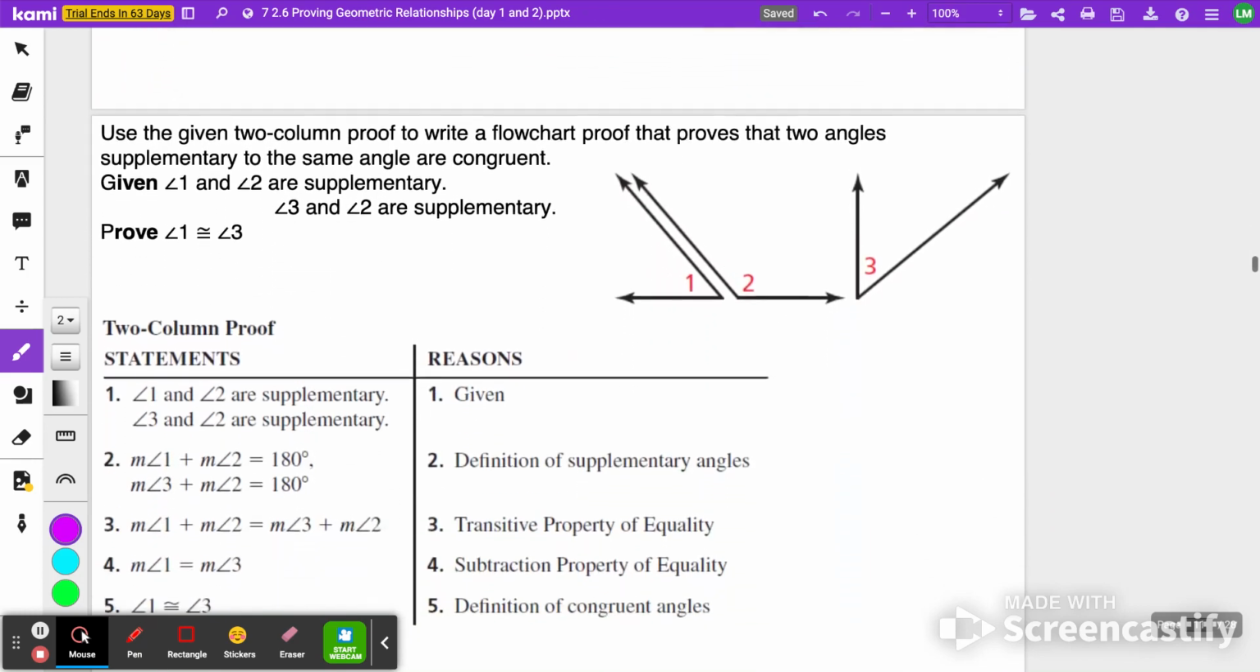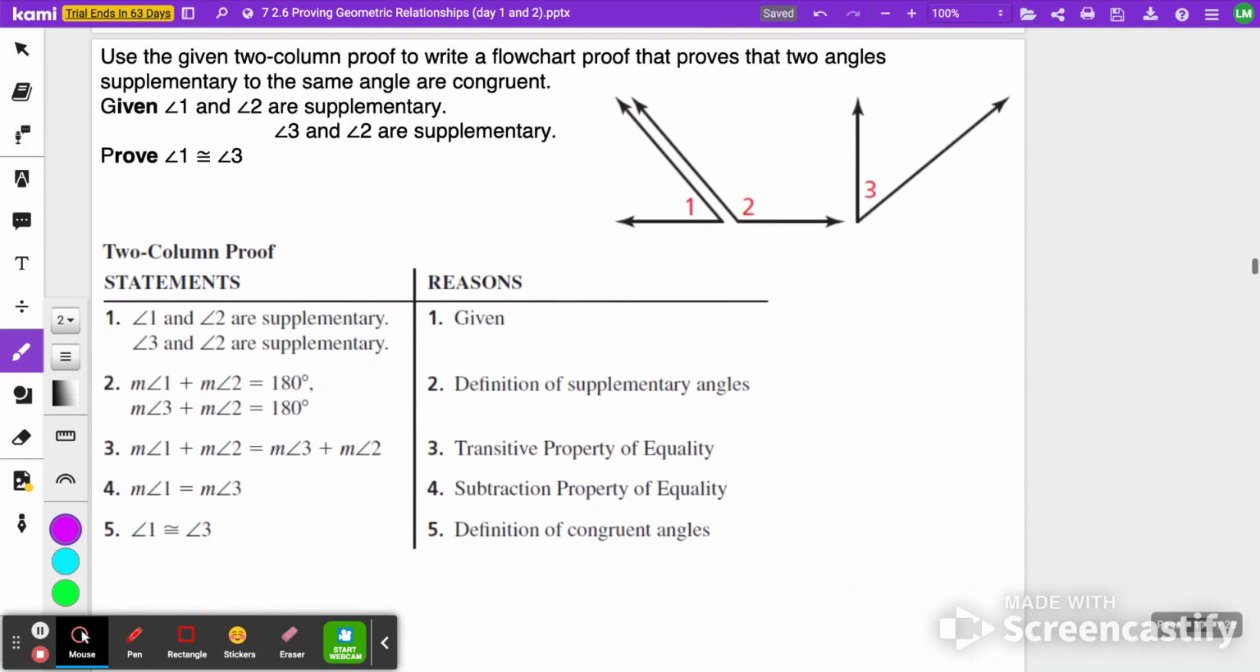This one we might have to squeeze just a little bit on our paper. So it says, use the 2-column proof to write a flowchart proof that proves that two angles supplementary to the same angle are congruent. So angle 1 and angle 2 are supplementary, so that means 3 and 2 are supplementary. Sorry about the bell. So we just want to prove that angle 1 is congruent to angle 3. Now, the nice thing is all of our statements and reasons are given to us. We just have to write down our givens. So let's start here. Or we have to write it down with that flowchart piece.